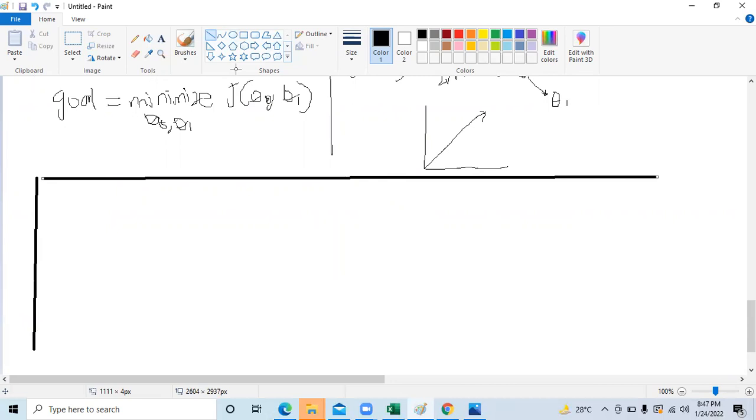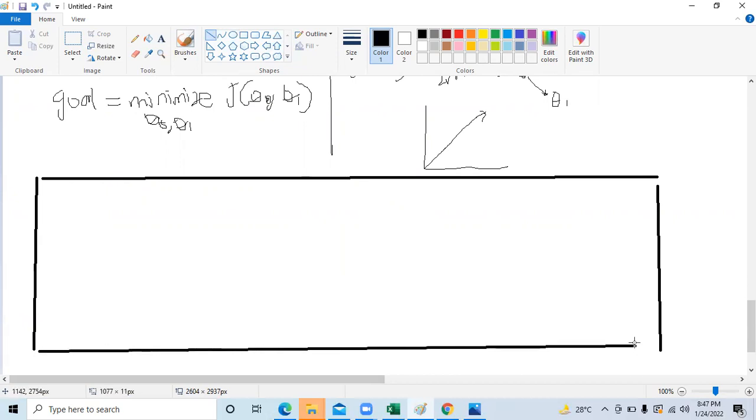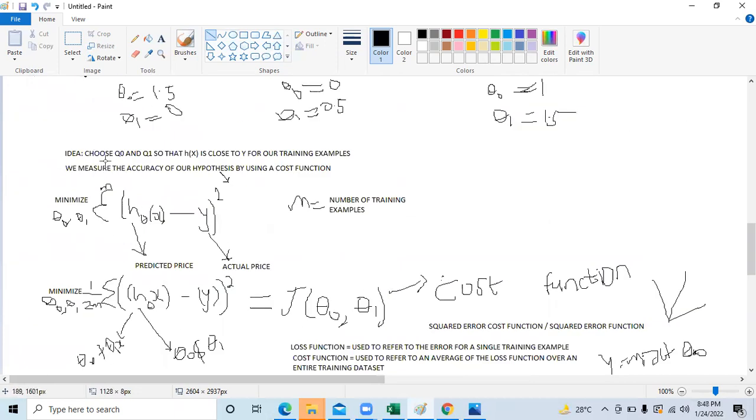Well, let's do it. I just want to show you a graphical example of how the cost function works, just so that you have the intuition and it just makes sense. Don't forget, I said we measure the accuracy of our hypothesis of our linear regression model using the cost function.